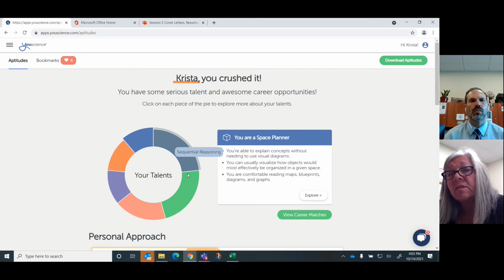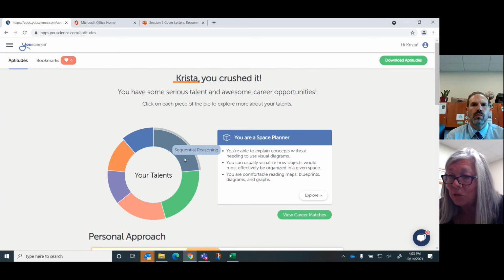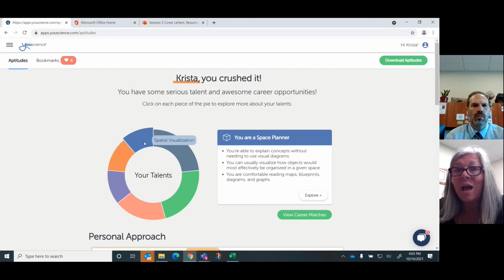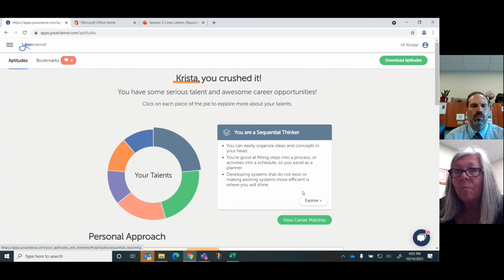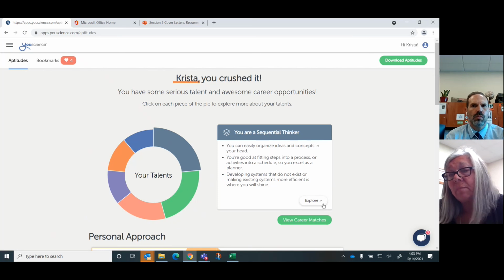But notice how some of these colors are larger than others. That's where my strongest aptitudes lie. So I'm not as strong in space planning as I am in sequential thinking. Also notice here we have a tab that says View Career Matches. I can click this and it would take me to that career page that we've already discussed. But what I want to do right now is explore what this really means to be a sequential thinker.